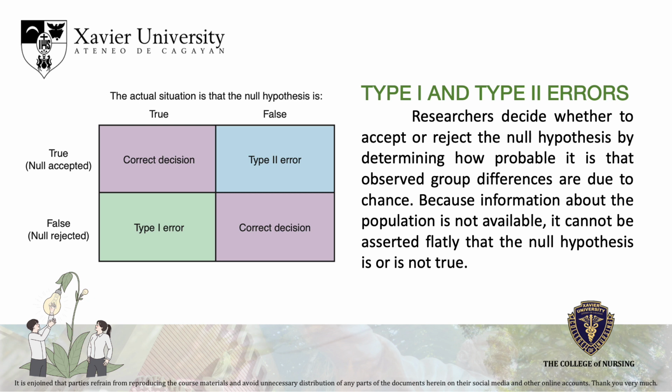Conversely, we might conclude that observed differences in breastfeeding were caused by random sampling fluctuations when the film actually did have an effect. Acceptance of a false null hypothesis is called a type 2 error. So, a false negative conclusion.